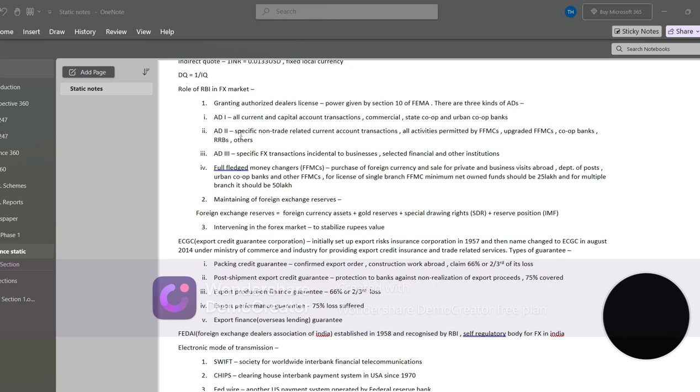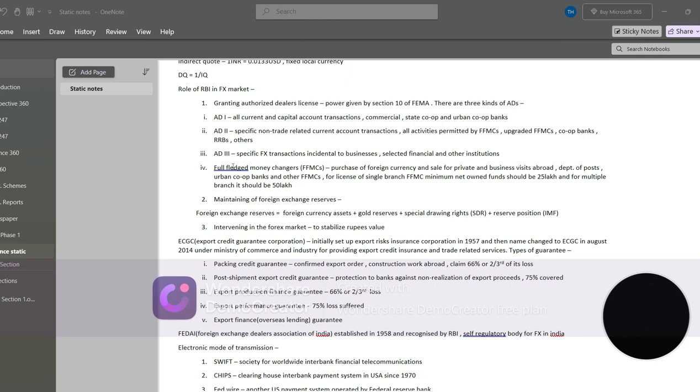Second is AD2. These are specific non-trade related current account transactions. These are permitted by FFMCs. FFMCs are full-fledged money changers. These are upgraded FFMCs and cooperative banks, RRBs, and others. So in AD1, all current and capital account transactions happen. In AD2, specific non-trade related current account transactions happen. In AD3, specific foreign transactions incidental to business and selected financial and other institutions happen.